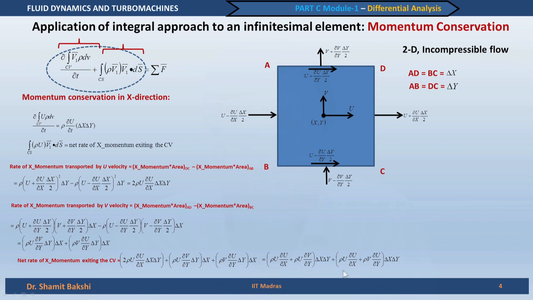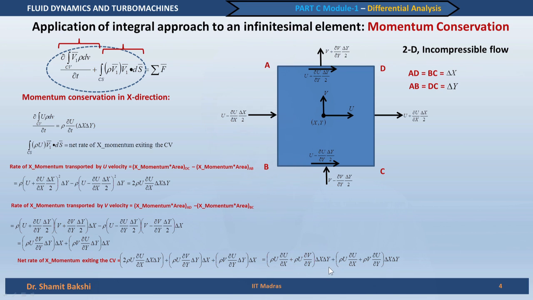To explain how to write it in this form, we have actually broken down this first component, that is twice rho u del u by del x into delta x delta y, into two parts. The first part has been shown here, that is rho u del u by del x, and the second part is shown here, that is another rho u del u by del x, clubbed with this component, that means rho u del v by del y, plus this component, that is rho v del u by del y. Delta x delta y appears as a multiplier of these expressions in both the factors.